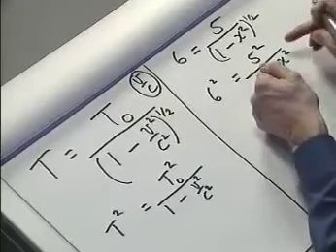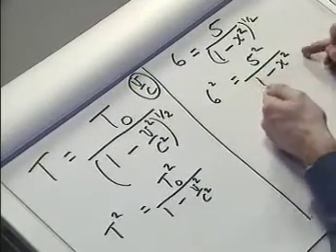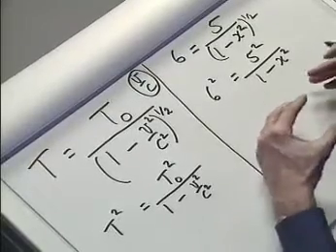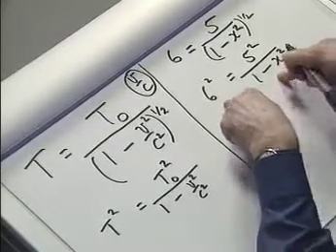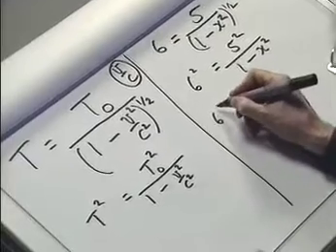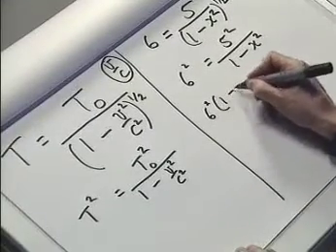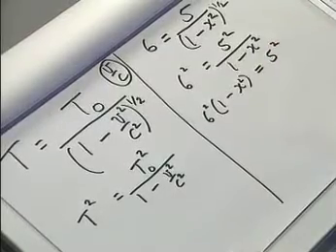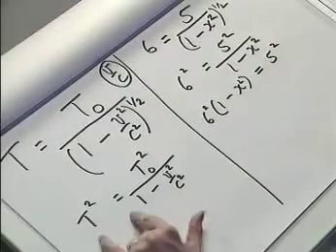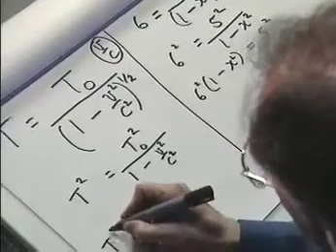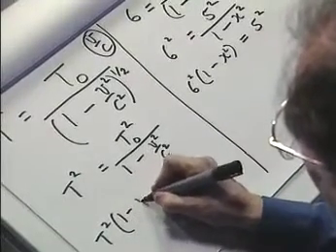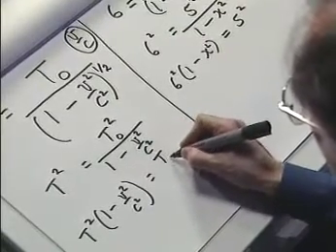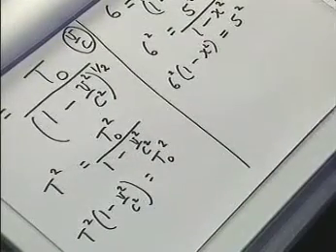What now? Well, here the term I want in x is in the denominator. I need it upstairs, so let's multiply both sides of this equation by 1 minus x squared. So that would be 6 squared times 1 minus x squared is equal to 5 squared. So let's do that here. T squared times 1 minus v squared over c squared is equal to T naught squared.